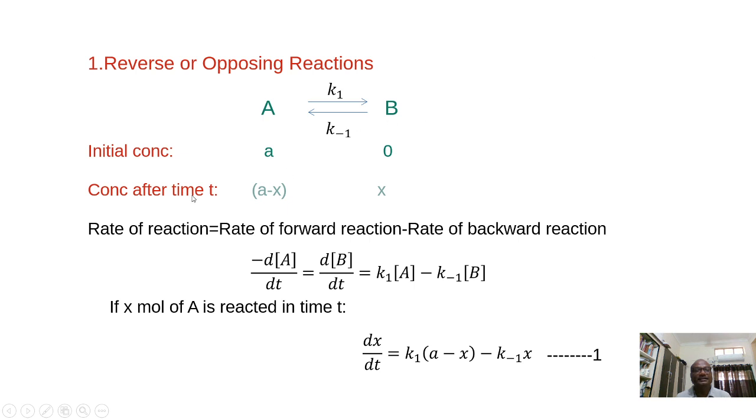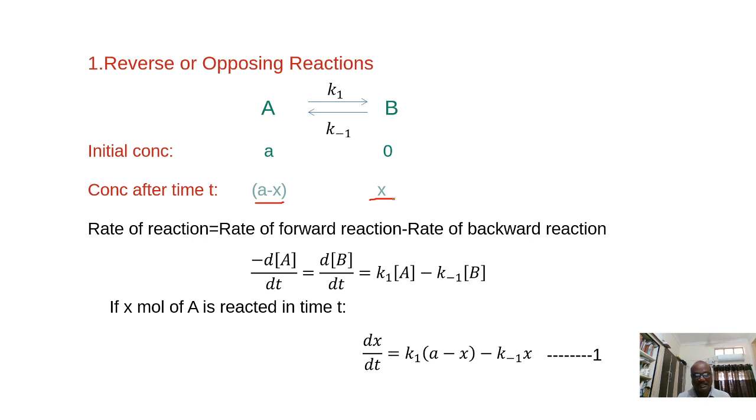For example, in this reaction, the initial concentration of reactant A is small a, and the concentration of B is 0. When time is equal to 0, those are the concentrations. The reactant concentration is a, whereas the product B concentration is 0. Now the reaction takes place for time t. In this time t, x amount of reactant is consumed. So what is the remaining concentration now? It is a minus x. At time t, a minus x is the concentration of reactant and x is the concentration of product.